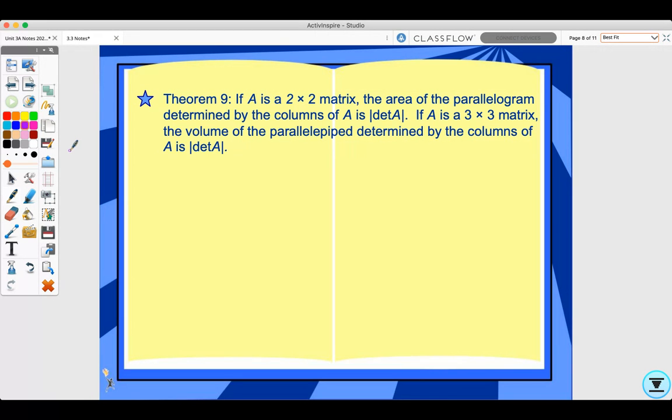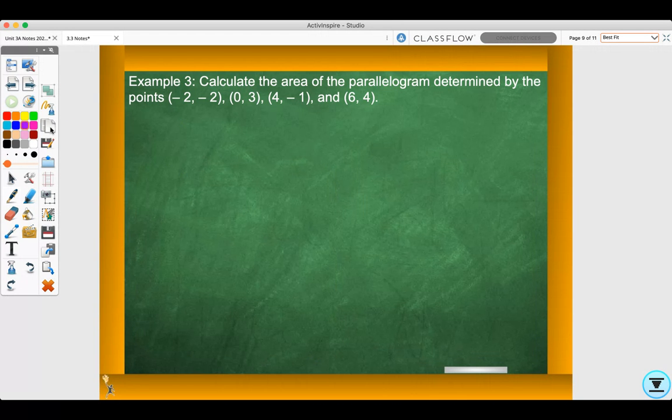Theorem 9. If A is a 2 by 2 matrix, the area of the parallelogram determined by the columns of A is the determinant of A. If A is a 3 by 3 matrix, the volume of a parallelepiped determined by the columns of A is the determinant of A. Let's look at example 3.